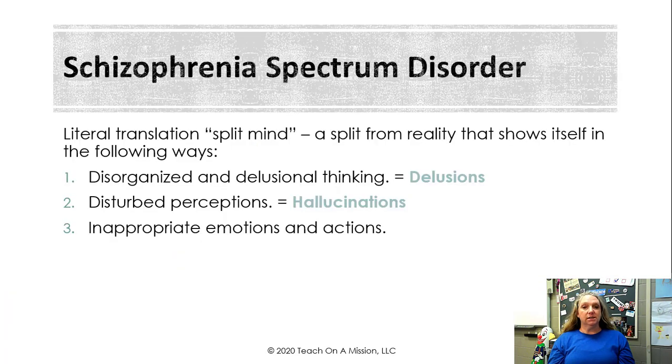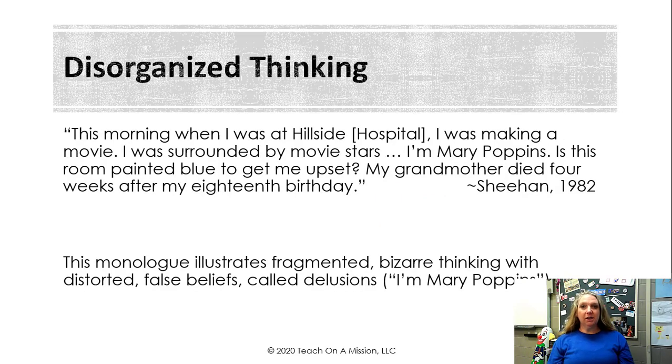The literal translation of schizophrenia is split mind. So it's a split from reality, not personality as we see in dissociative identity disorder, but reality, that shows itself in the following ways: disorganized and delusional thinking, that's delusions, disturbed perceptions, hallucinations, and inappropriate emotions and actions. So let's talk about each one of these.